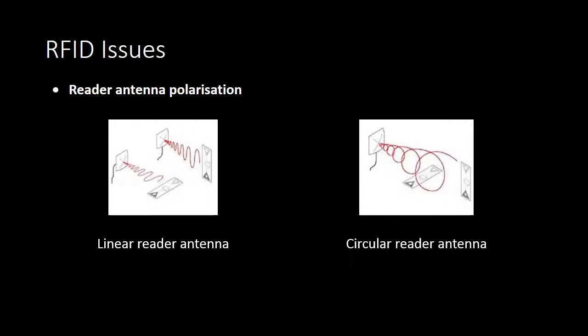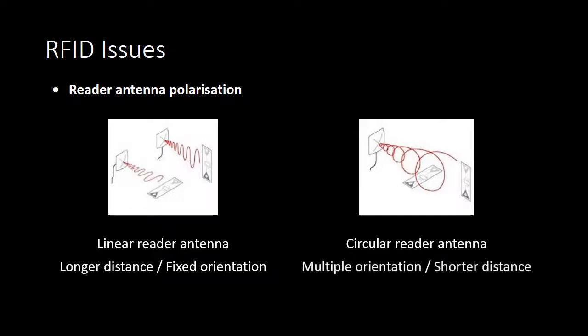Reader antenna polarization. Reader antennas can be linear or circular. Linear antennas can read further distances, but only in one direction. Circular antennas can read tags in various orientations, but at shorter distances.